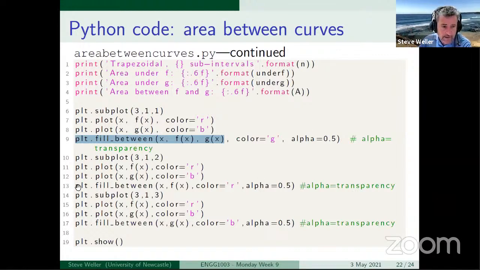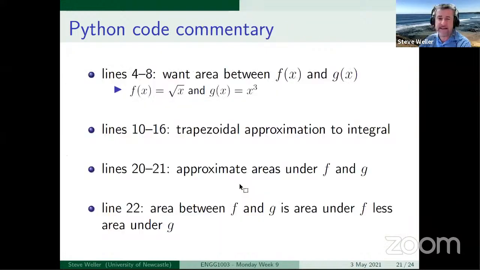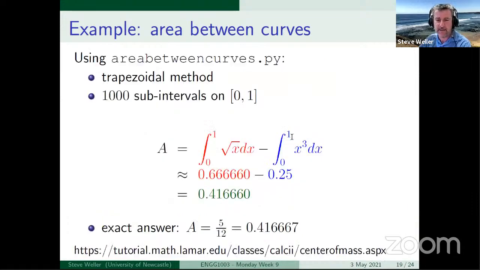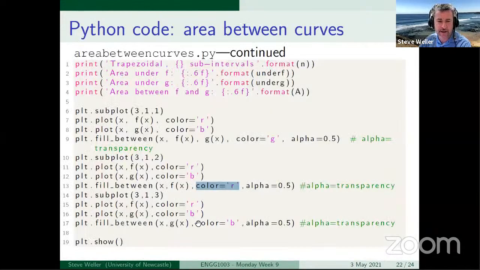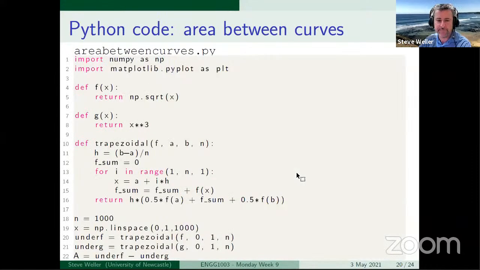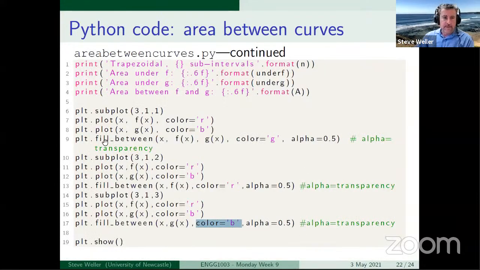But you'll see in 9, 13, and 17, three successive calls to fill between. Now, notice the colors. In line 9, we use color green. That's the gum leaf shaped zone. The second call to fill between, we use color red. That's to color this region here in the second panel. And the third call to fill between uses color blue to represent this area under the blue curve. So lines 9, 13, and 17 plot three regions in three graphs.